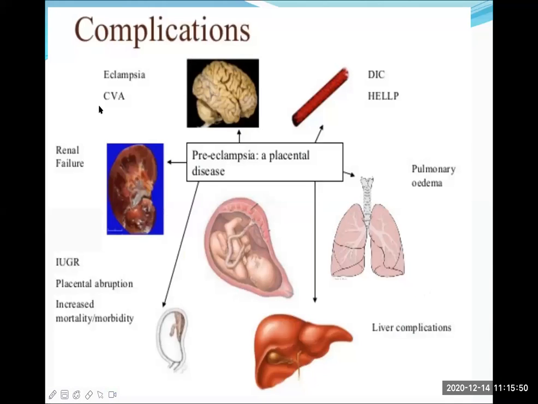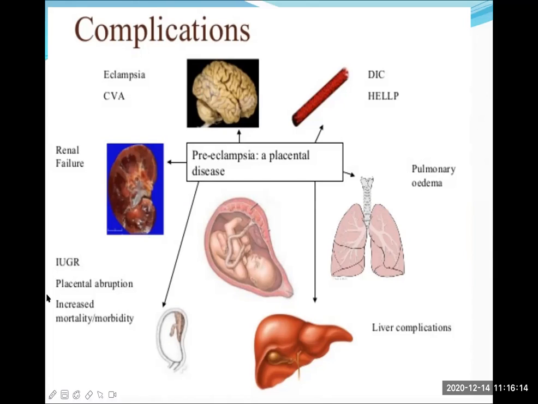And these are the complications. See there, eclampsia is a complication. Cerebrovascular accident is a complication. And you all know what the meaning is. There is a rupture of a blood vessel inside the brain. Because of very high blood pressure, that complication can occur in the lady. There may be renal failure because of high blood pressure.